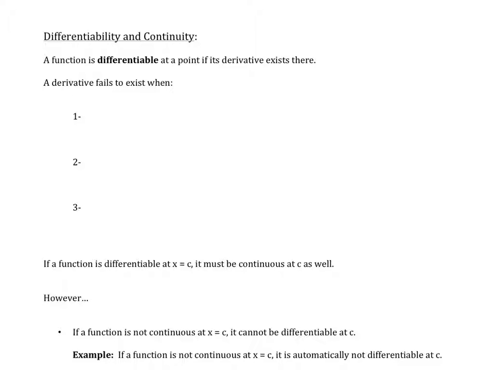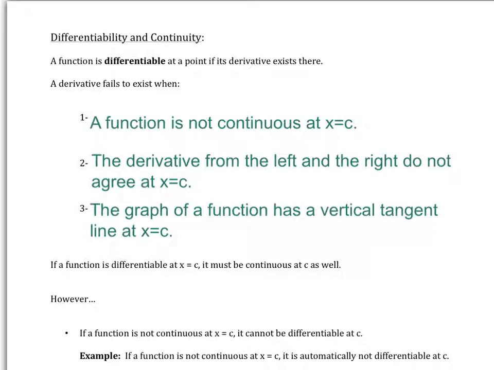Now we're going to talk about differentiability and continuity. We say that a function is differentiable at a point if its derivative exists there. There are 3 distinct times when a derivative fails to exist. First off, it fails to exist when a function is not continuous at x equals c. The derivative also fails to exist when the derivative from the left and the right do not agree at x equals c. An example of that would be an absolute value equation. If I'm looking at the slope from the left and the slope from the right, they're not the same thing, so the derivative does not exist.